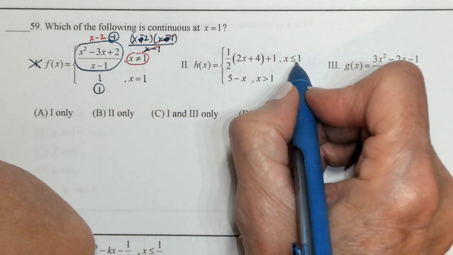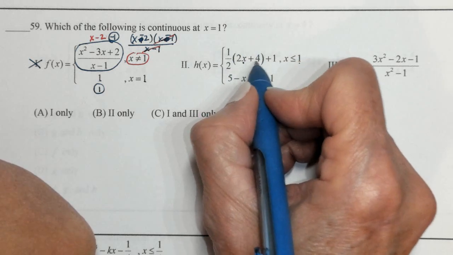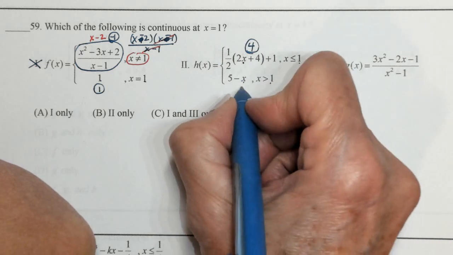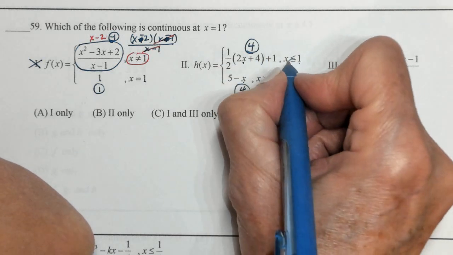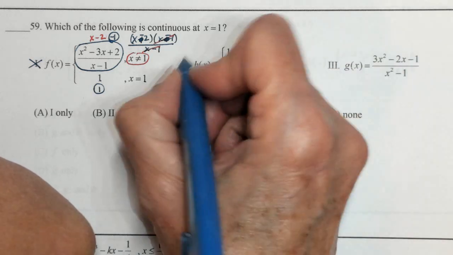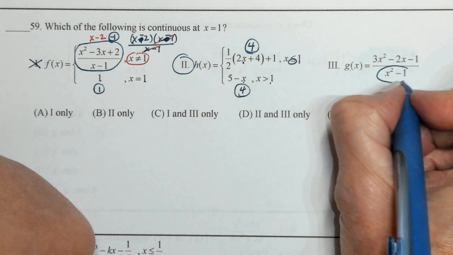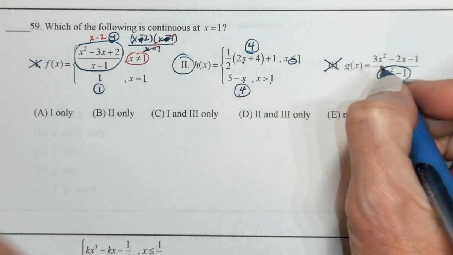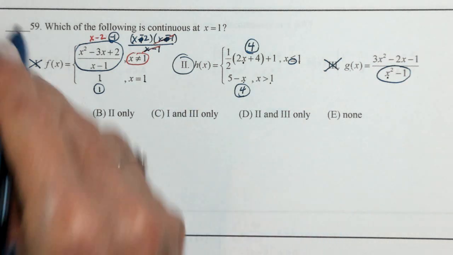Alrighty, for this one, I'm going to put 1 in for this x. There's going to be a 6, half of 6 is 3, plus 1 is 4. Put 1 in for this x, 5 minus 1 is 4. Those are the same. What about right at 1? Right at 1, I'm still putting 1 in for this x. I'm still going to get a 4. 4 equals 4 equals 4. We want to keep h. For g, it's not piecewise. All I have to do is look down here. If I put a 1 down here, I get a 0 in the denominator, not continuous. The only continuous one is h, which is b.